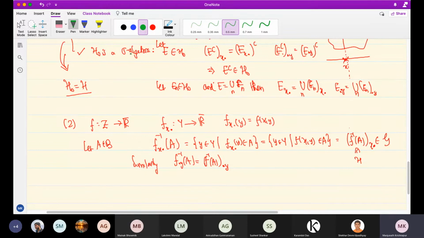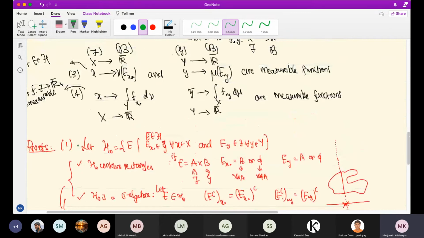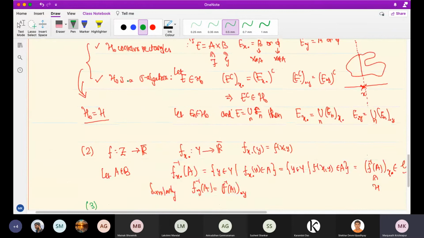So let me do the third part. Maybe I will leave the fourth one because I don't know whether I'm running out of time or not. So the third one is that these things are measurable. Any questions about the first two parts?